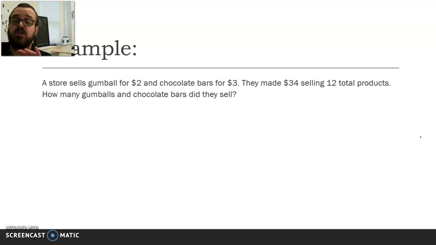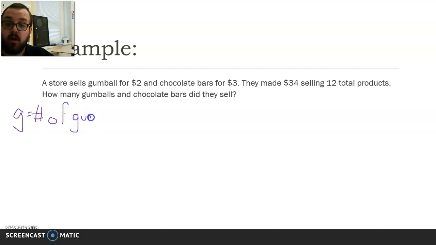So the first thing you should do, no matter what, whenever you're solving a word problem, is identify your variables. So for me, I'm going to say G equals the number of gumballs. And I'm being specific about that because I want to make sure when I get my answer, I know that it's the number, not the value of them, right? We're finding the number, okay? So it's the number of gumballs. And then I'm going to say C is my number of chocolate bars. Okay, so that's the first thing I want to do: identify what I'm solving for, what my variables are for this problem. It's going to be the number of gumballs and the number of chocolate bars, okay?